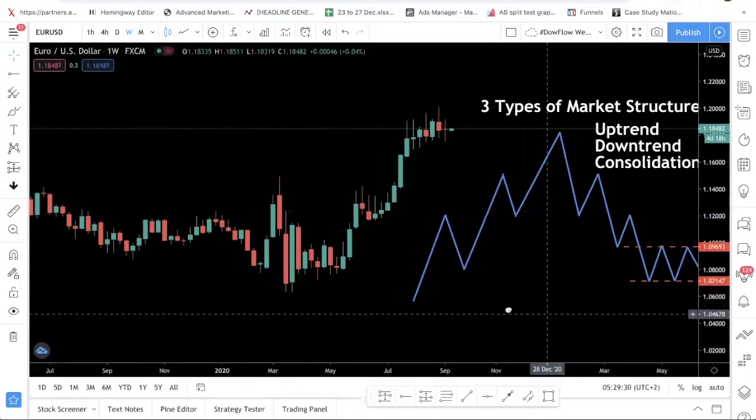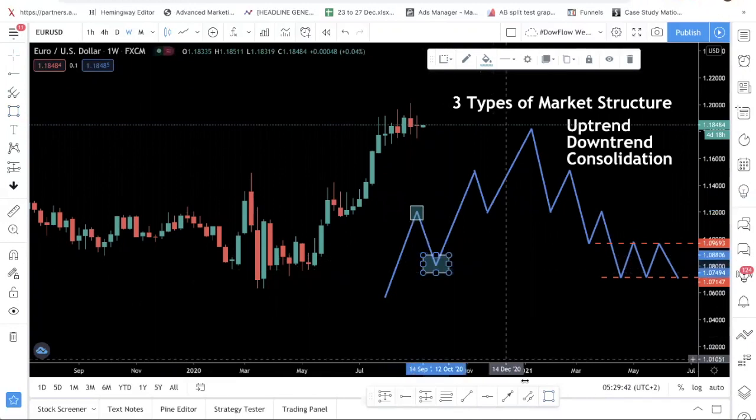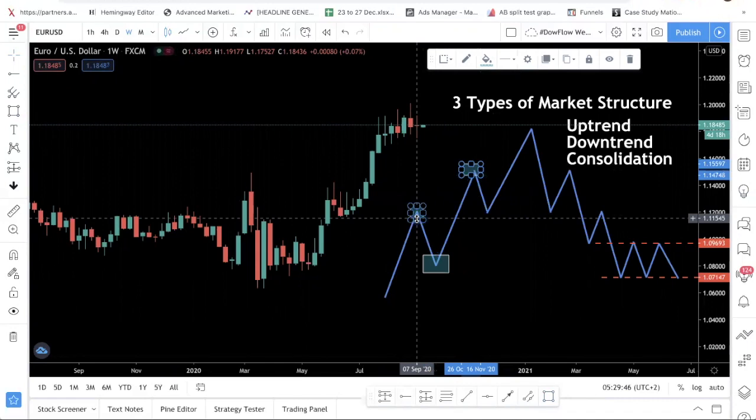So an uptrend is very simple. An uptrend is where you have a series of higher highs and higher lows. Let's take a look at this picture that I drew over here. You have a high over here, okay, then you have a low over here. Then you have a high, but this high is actually higher than this. So this is what we call a higher high.